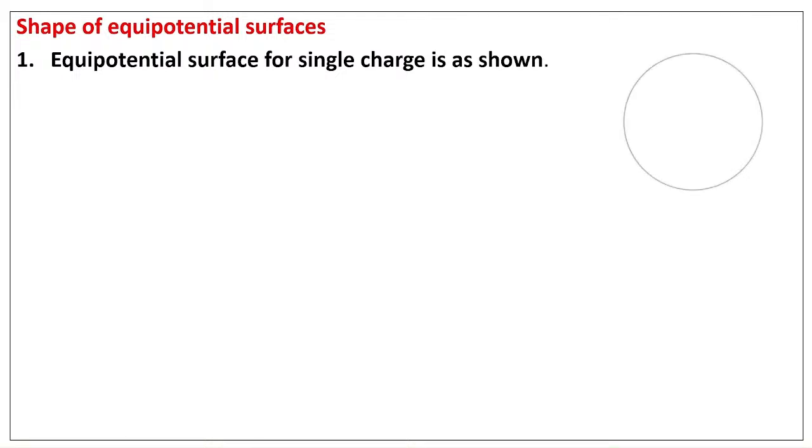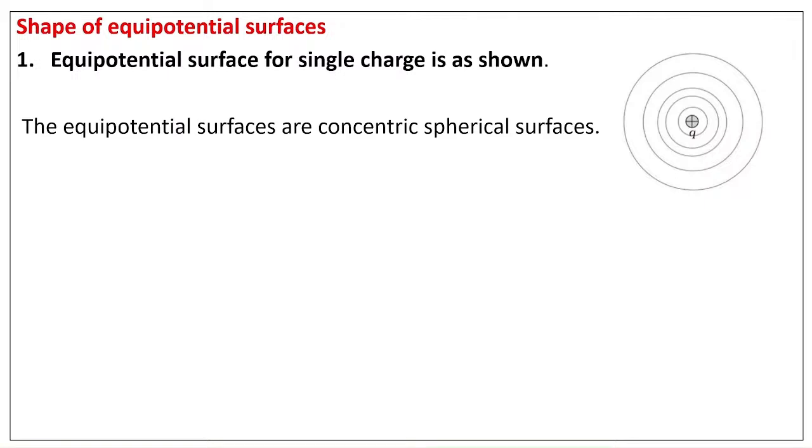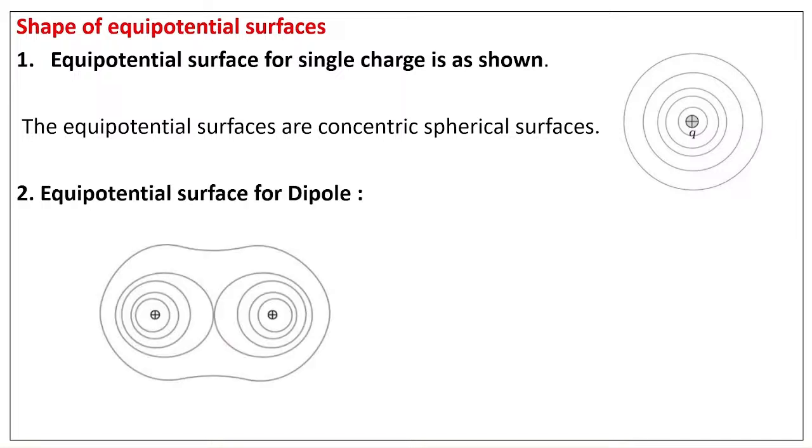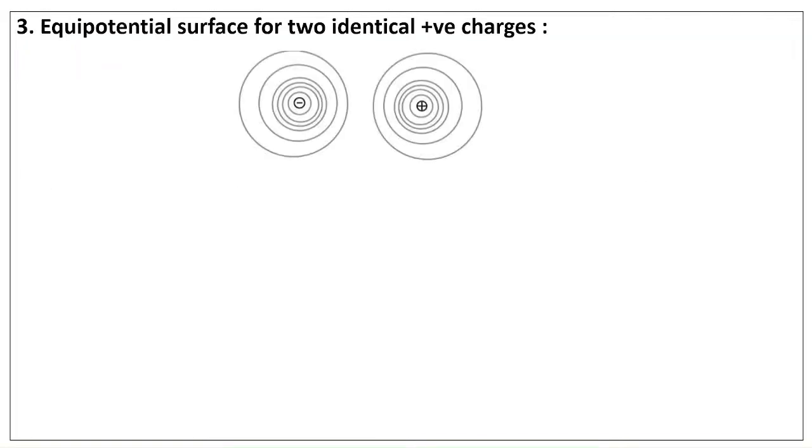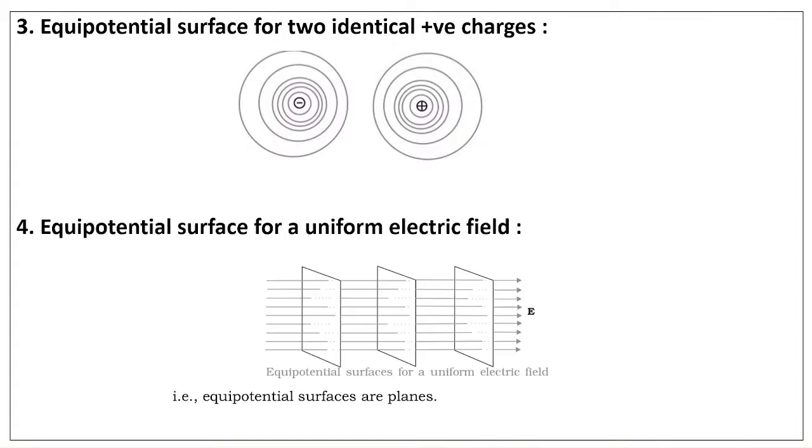Next. Shape of equipotential surfaces. 1. Equipotential surface for single charge is as shown. The equipotential surfaces are concentric spherical surfaces. 2. Equipotential surface for dipole. 3. Equipotential surface for two identical positive charges. 4. Equipotential surface for a uniform electric field.